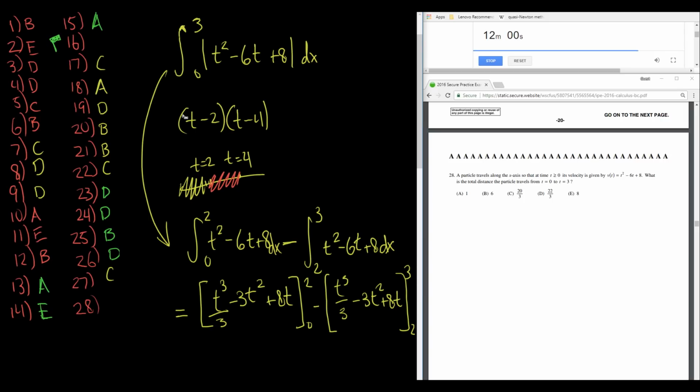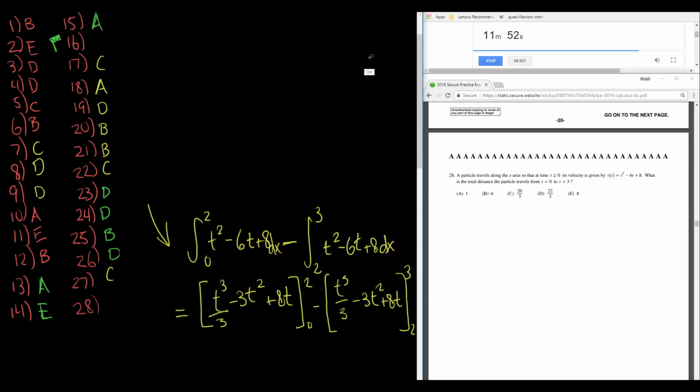Let's make use of some space up here. So now we're going back up here. So we start at 2. We get 8 divided by 3, 8 thirds, minus 3 times t squared is 4, plus 8 times 2 is 16. So 8 divided by 3 minus 3 times 4 plus 16. Minus, and then at 0, this all goes to 0, so we just get 0. All right, so we subtract the second part.